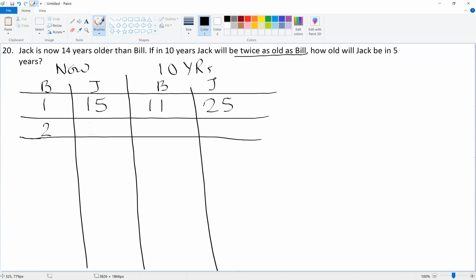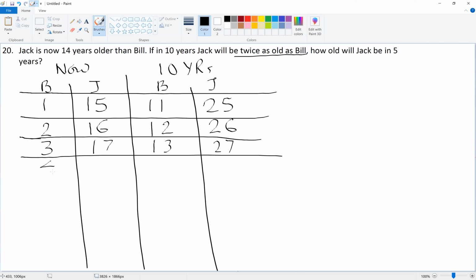2 and 16. 10 years from now, 12 and 26. Is this twice? No. 3. No. 4. Yes, that's the double.